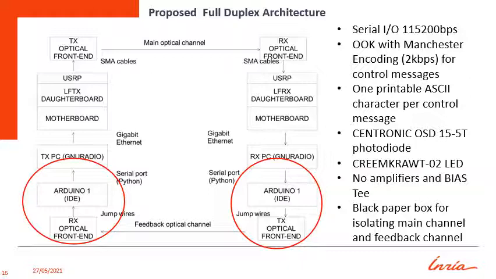And we just send one printable ASCII character for each control message. Normally here we are using general characters, so we didn't specify the meaning of each character, but each character means a control message. We use the same diode and the same LED for the optical front end, but we didn't use amplifiers and BST, because in this case, with the Arduino, we can manage power up to 5 volts, and not just from 0 to 1 volt, so we don't need to amplify the signal, and we don't need the BST for achieving the right dynamics of the Arduino. And for this first implementation, we just used some black paper box around the receiver devices, in order to avoid the coupling between the main channel and the feedback channel.